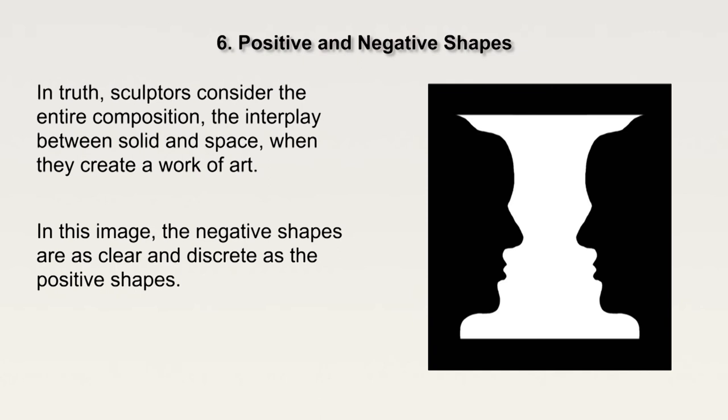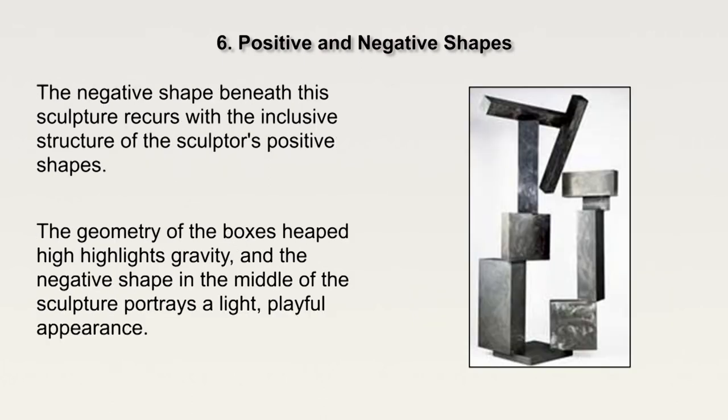In truth, sculptors consider the entire composition, the interplay between solid and space, when they create a work of art. In the image shown, the negative shapes are as clear and discrete as the positive shapes. The negative shape beneath this sculpture echoes the inclusive structure of the sculpture's positive shapes.